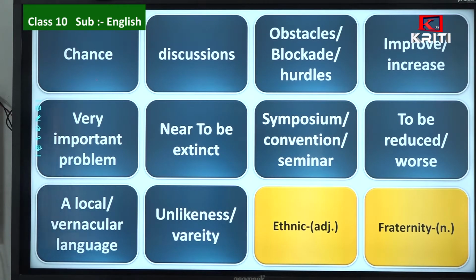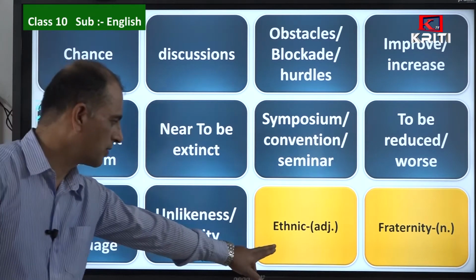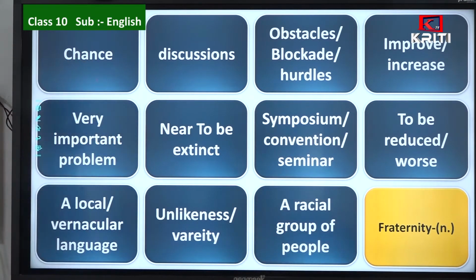Okay, let's go further. Another word that I used in my previous class teaching, the word ethnic, so many times. I wonder whether you understood me or not. The word is ethnic, adjective. Ethnicity, noun. What does that mean, ethnic? Okay, let's see what ethnic is. This is the racial group of people, ethnic.